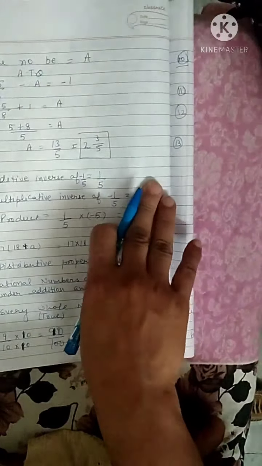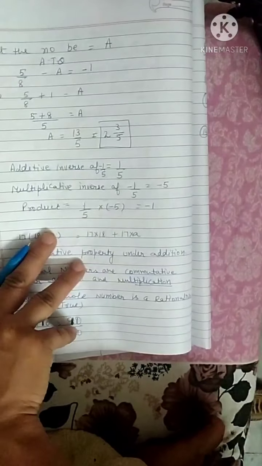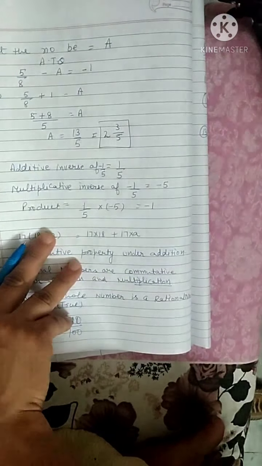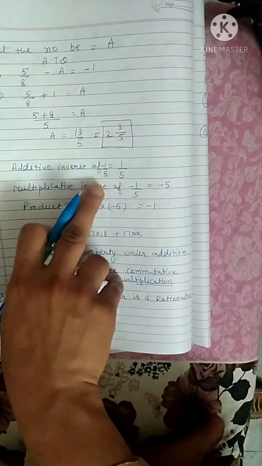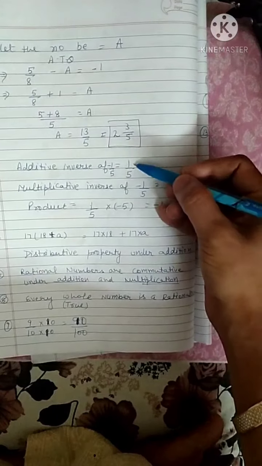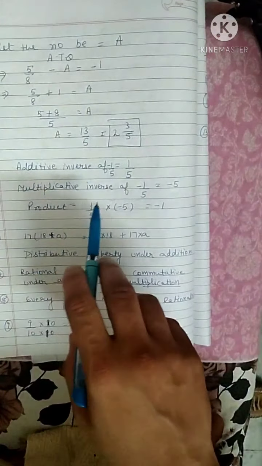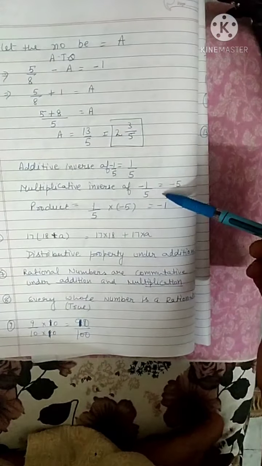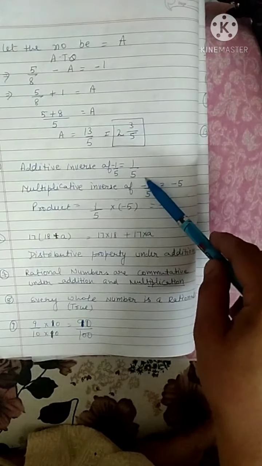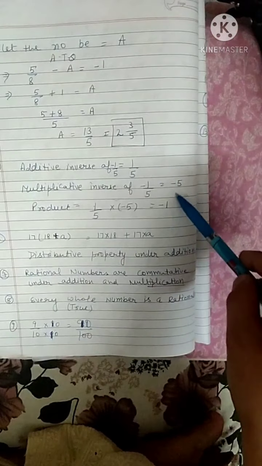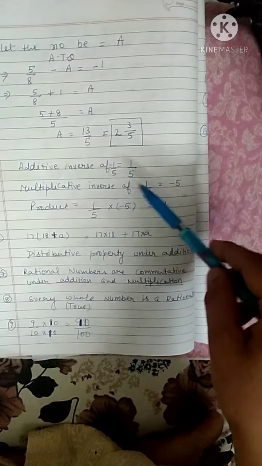Question number 5. Find the product of the additive inverse and the multiplicative inverse of minus 1 by 5. The additive inverse of minus 1 by 5 is 1 upon 5. The multiplicative inverse of minus 1 upon 5 is equal to minus 5. So the product of 1 upon 5 into minus 5, the answer is coming minus 1.